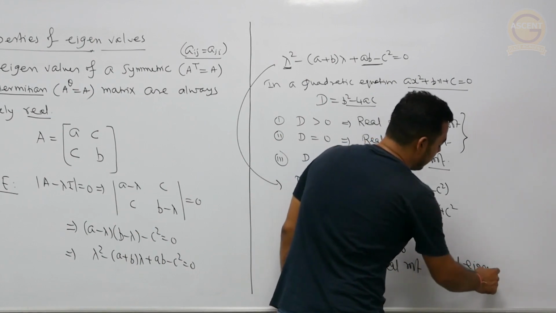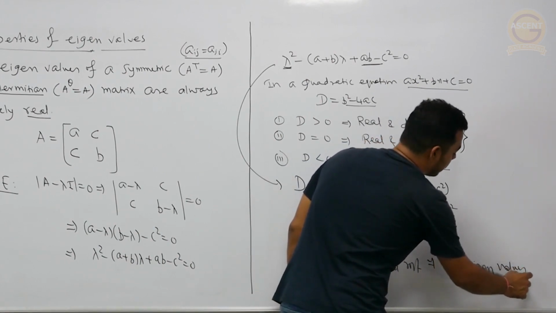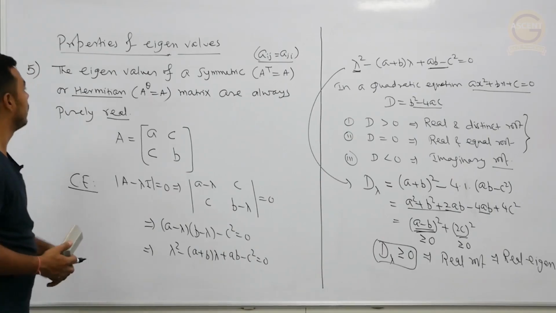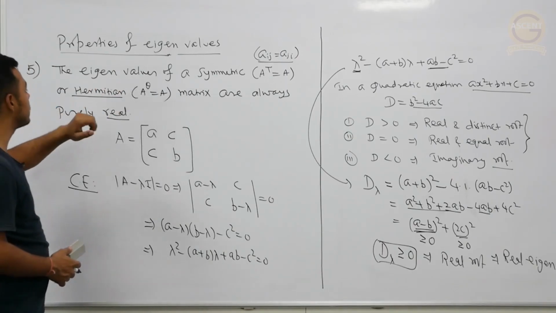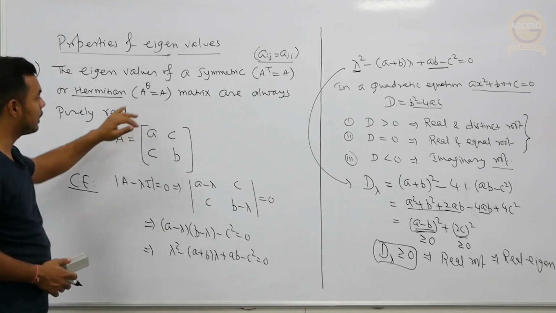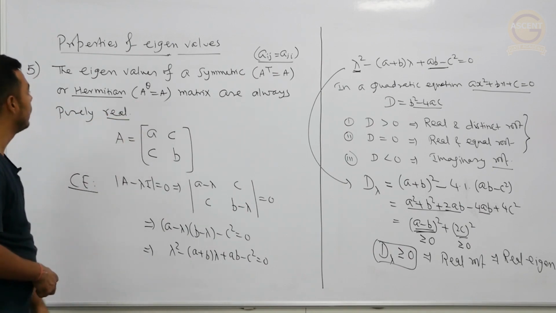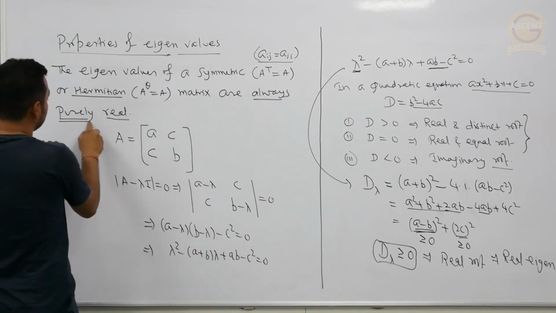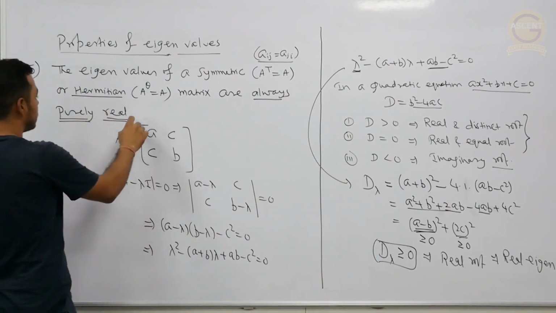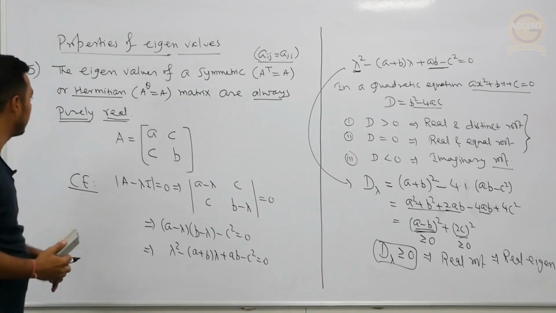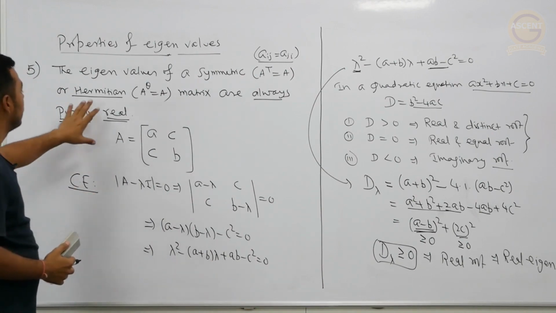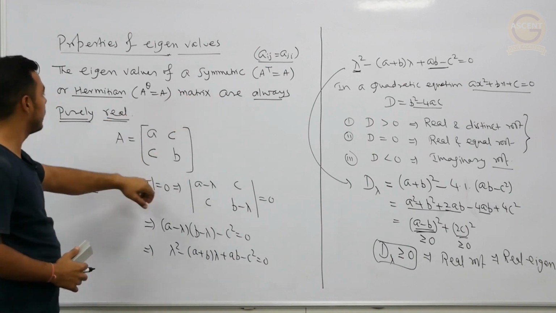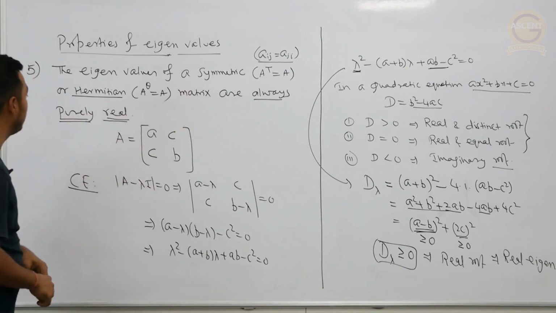I have taken a very basic example of a 2 cross 2 symmetric matrix, but you can show that for any symmetric matrix in case of matrices of real numbers, and Hermitian matrix in case of matrices of complex numbers, the eigenvalues are always purely real. Questions based on this property have been asked in GATE on 2 or 3 occasions. So you should know this property. If you have a symmetric matrix or Hermitian matrix, then eigenvalues will always be purely real.